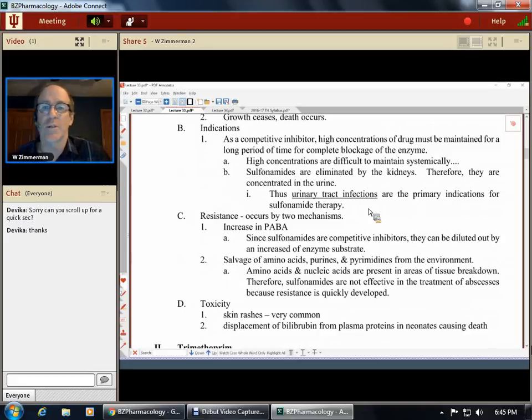Uses of these drugs, we have to keep high concentration. Sometimes that's a little bit hard. If you use a sulfonamide all by itself, it's not going to work. But these drugs are eliminated by the kidneys, so concentrated in the urine. So urinary tract infections are the primary indications for, I would say, solo sulfonamide therapy. But why would you go solo? If you have the trimethoprim on, you'll do better.